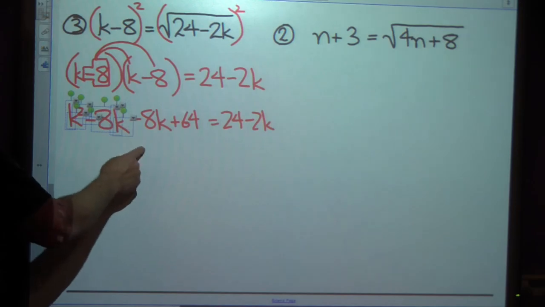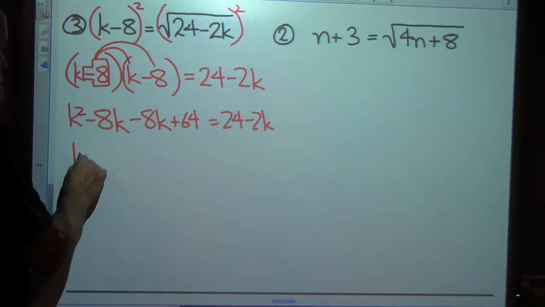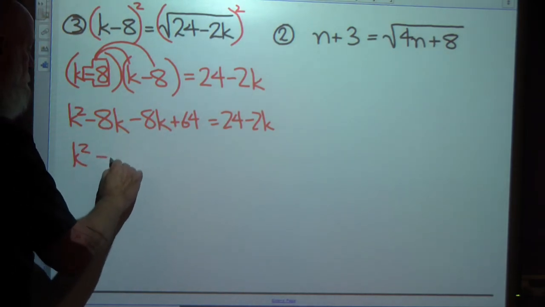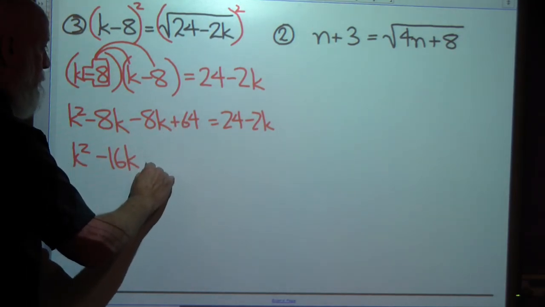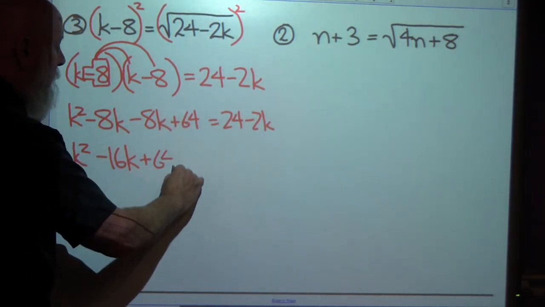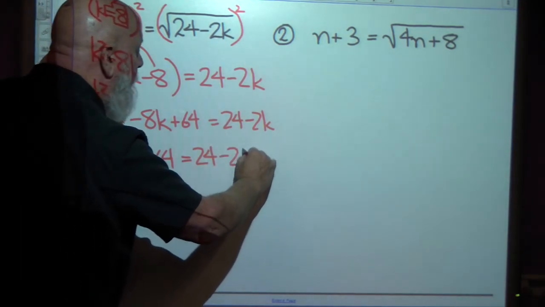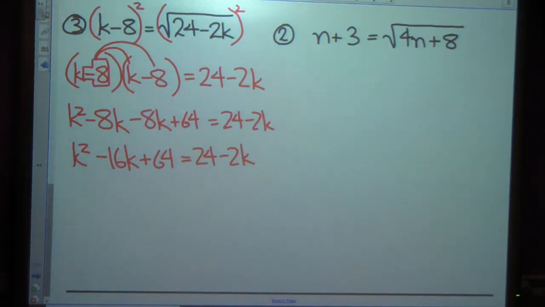But here we go. Now I'm going to combine like terms. This gives me k squared minus 16k plus 64 is equal to 24 minus 2k. Now I want to subtract 24 from both sides and divide by 2.